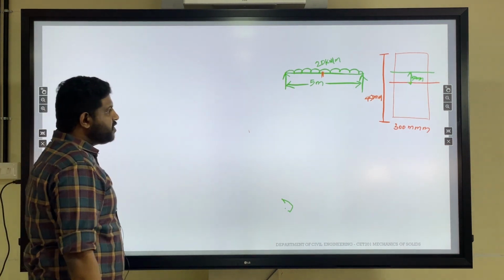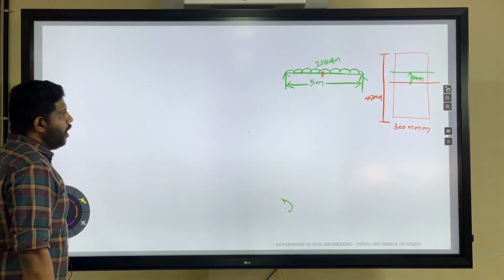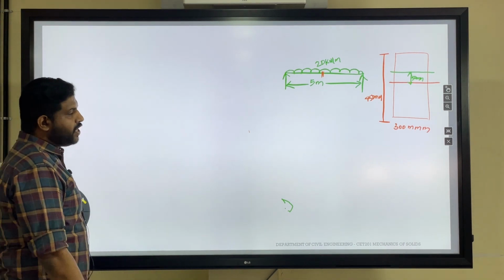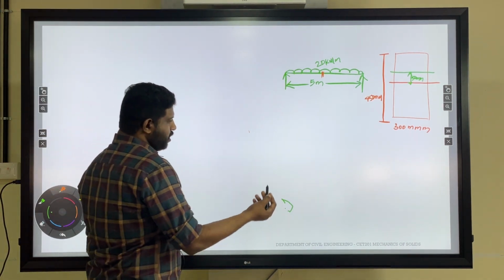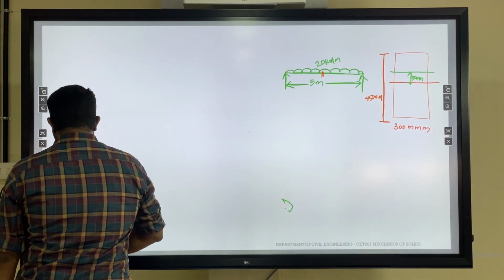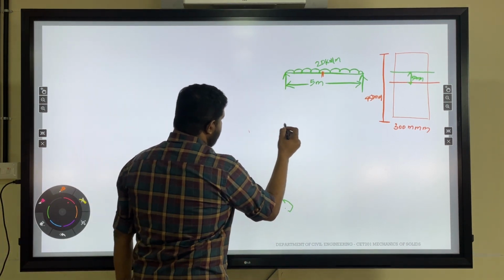So from the first two problems we have the bending stress and the shear stress values. So we know that the bending stress varies linearly.